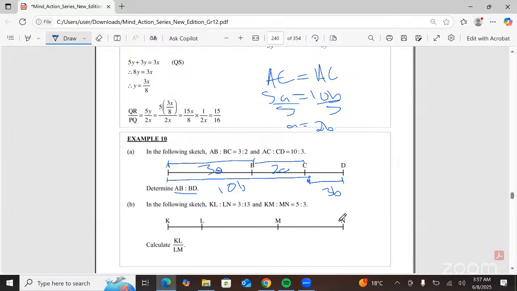Then AB is 3A, which is equal to 3 times 2B. So that is going to give us 6B.